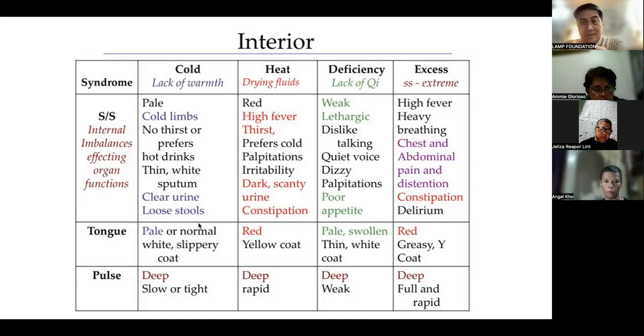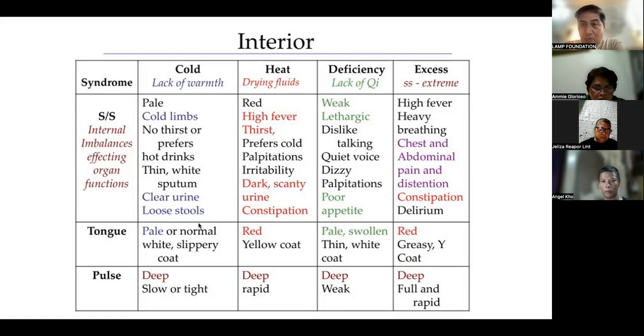Let's go to heat. Drying the fluid. So, tuyo. Red complexion. High fever. Thirst. Prefers cold. There's palpitations. Irritability. Dark scanty urine. Constipation. When you look at the tongue, it is red with yellow coat.